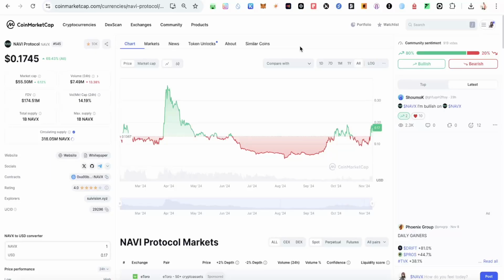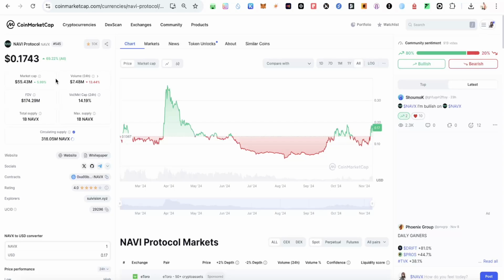Hi friends, in this video I'm going to show you how you can buy Navi protocol tokens. Now Navi protocol is a leading lending and borrowing protocol on the SUI network, and SUI is one of the leading L1s during this bull run. So I personally feel that this token should do 10x to 50x during this bull run. Although none of this is financial advice, please do your own research.